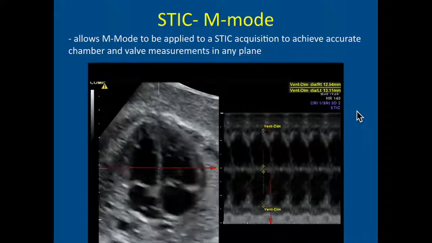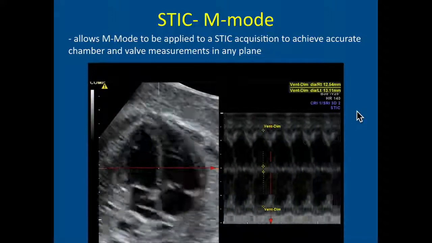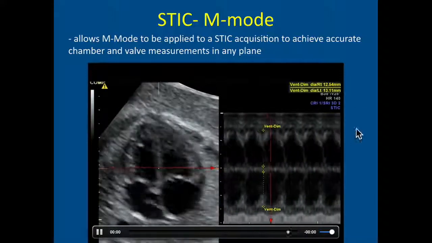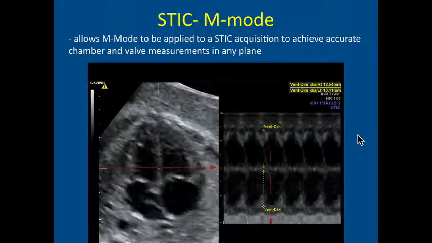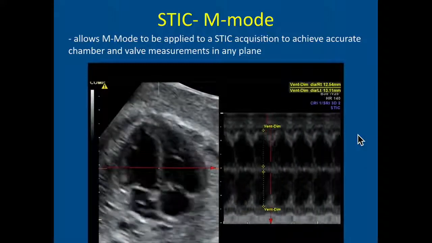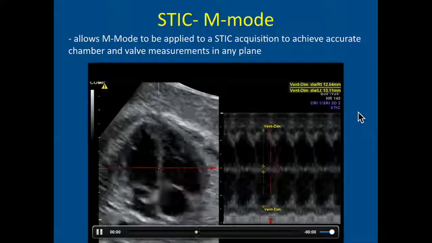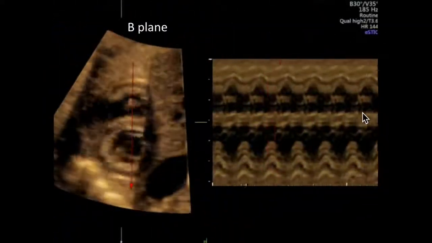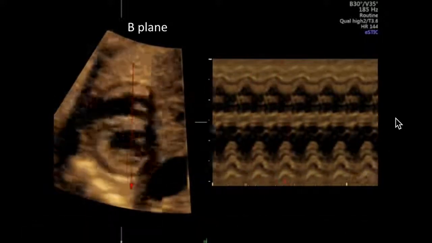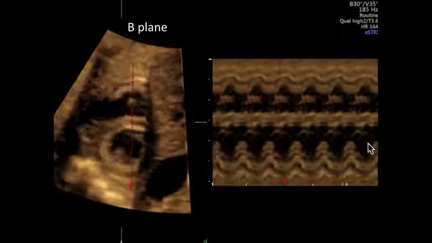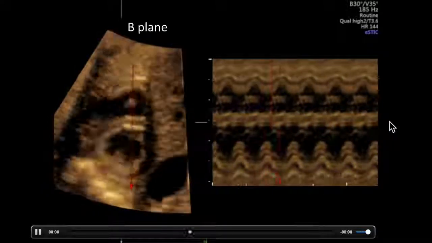Now, the one thing you need to understand with a stick acquisition is that it's a single gated beat. So this is the very same beat over and over again. So stick M-mode is not suitable for rhythm assessment because you're getting the same beat over and over, but it is valuable for things like fractional shortening or ventricular diameters. In this case, you can see I took a 4-chamber view, I rotated the B plane, created a fractional shortening M-mode line, and you can get those measurements off this stick.